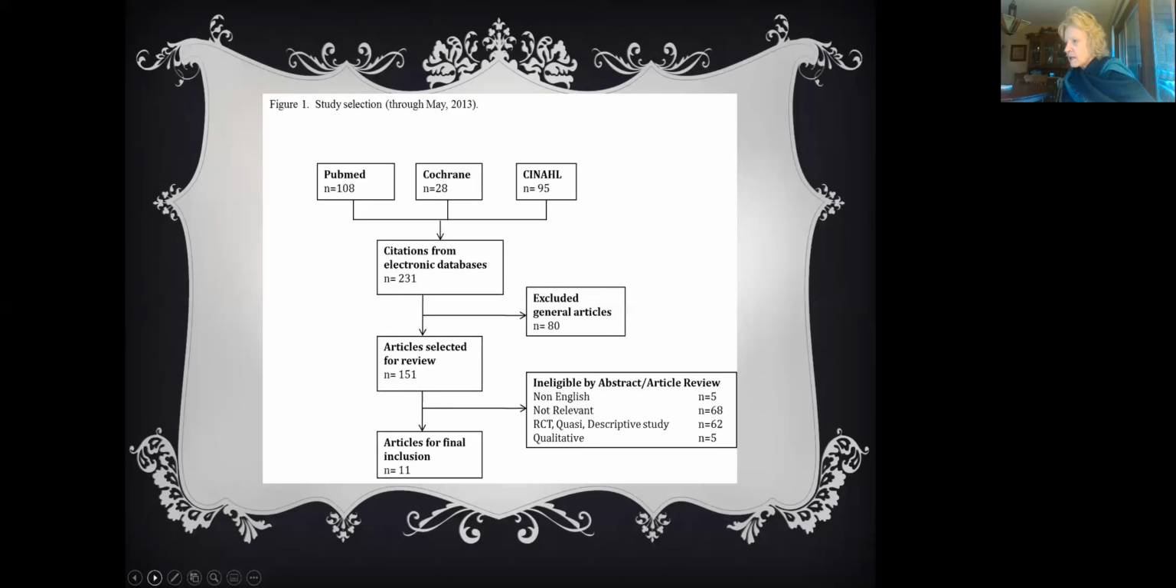And then after reviewing those, they eliminated 5 because they were non-English, 68 because they weren't relevant, 62 RCT, quasi-descriptive, and 5 qualitative. So they ended up with articles for final inclusion as just 11. And that's because they had real tight inclusion and exclusion criteria and really well-defined process.